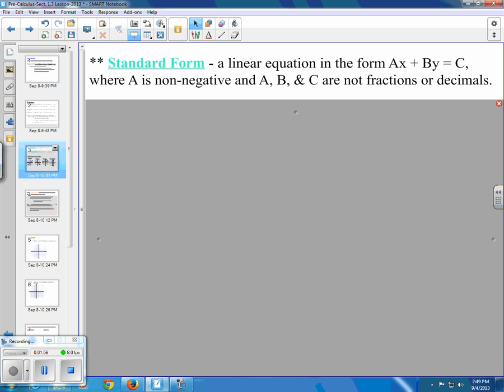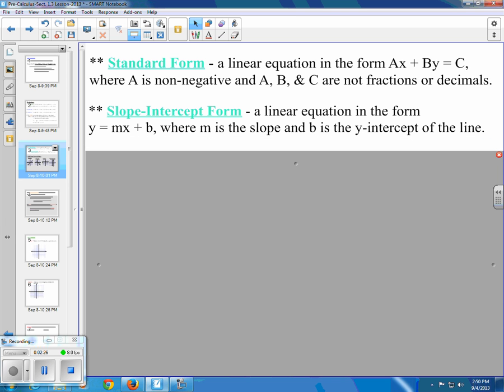Continue with some other terminology. Let's actually look at some forms for linear equations. The first form is standard form, and that looks similar to what we just were introduced to on the last slide. It is ax plus by equals c. You just have to make sure in standard form that a is non-negative and that a, b, and c are not fractions or decimals. So keep a positive, or if the x term doesn't exist, then I guess it's 0, that's fine, but no fractions or decimals.